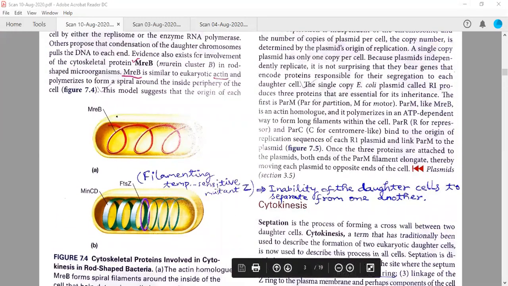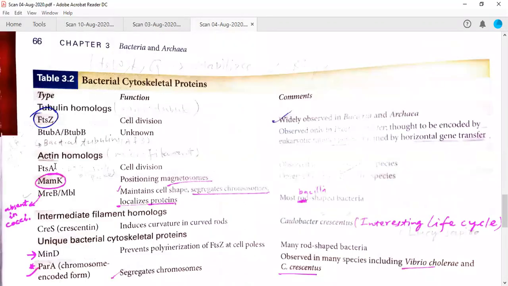And the third query is about two different mutants. One is mutant Z, one is mutant A. There are differences between FTS-Z and FTS-A, because FTS-A is an actin homolog, whereas the tubulin homolog is FTS-Z, which makes the Z ring. But both are similar, both have similar functions. So if someone asks me the differences, I say one is a tubulin homolog, one is an actin homolog. They were recognized from different mutants, but they are found to have a similar function. They play a role in cell division.